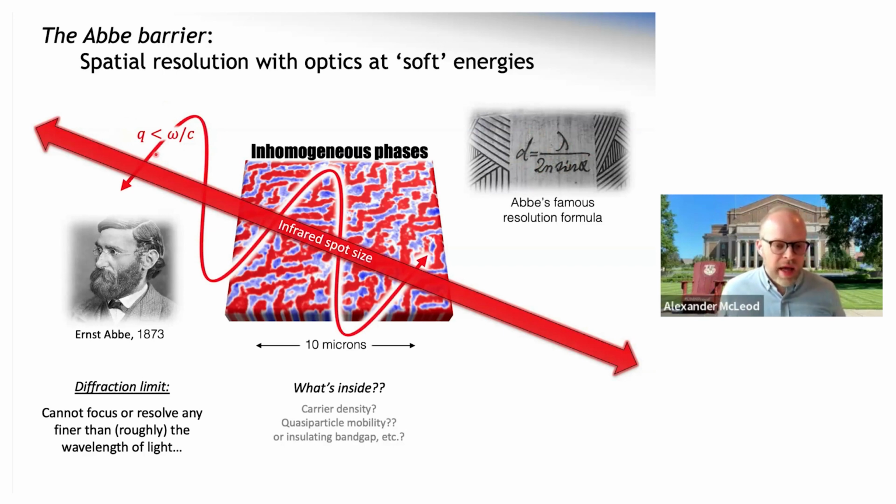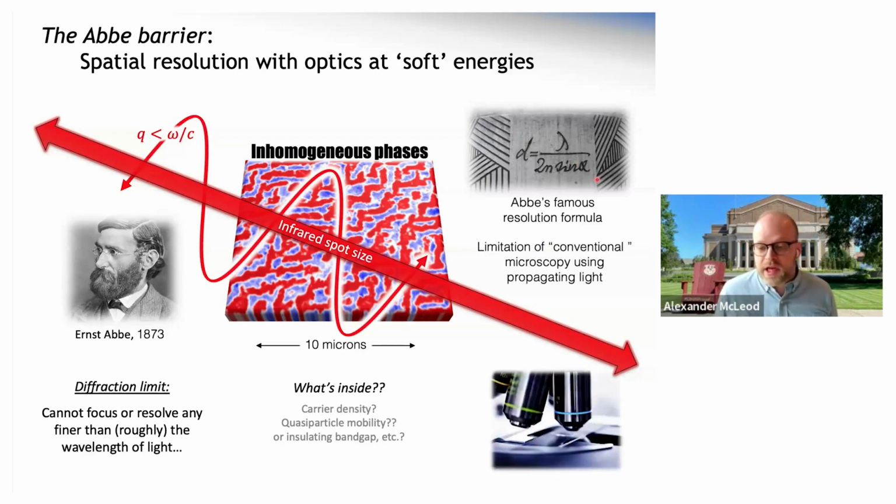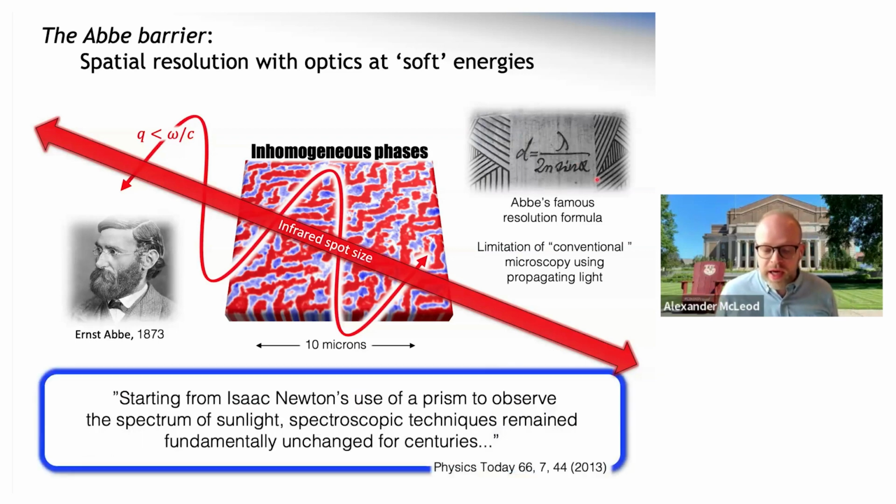And what is a propagating light wave? Well, it's a light wave that has a wavelength lambda, or has a momentum q, which is 2 pi divided by lambda, that's less than the frequency of light divided by the speed of light. So for any such propagating light waves, Abbe's diffraction formula holds. And this has been the limitation for conventional microscopy with propagating light for a long time.